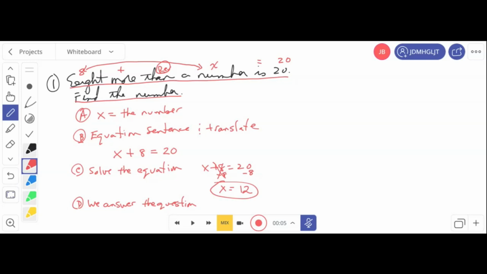So right now, we're learning the process. So the question was to find the number. I like to answer the question with a sentence. The number is 12. Period.